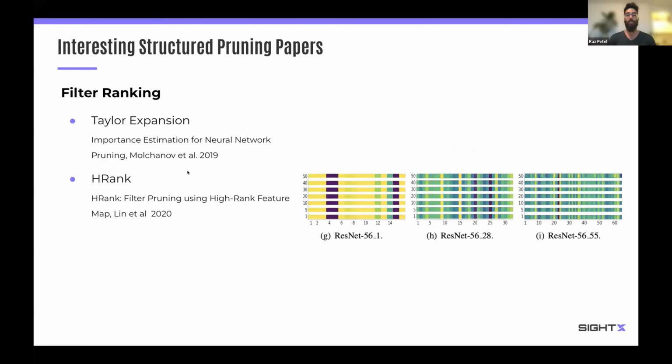HRank, I really like this work because it's really simple. You're taking the feature maps and you're looking at them like matrices. And as we know, the rank of the matrix really determines how compact in information the matrix is. So it might be that you don't want to prune feature maps that are compact with information. And what I like about this, and these are the images you see here, is that they showed in this paper that the rank doesn't change, and it's not really dependent on the mini batch.